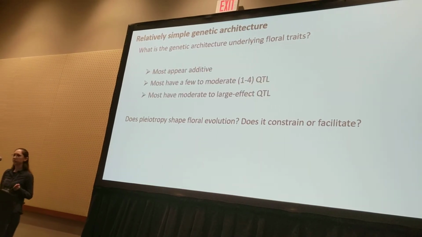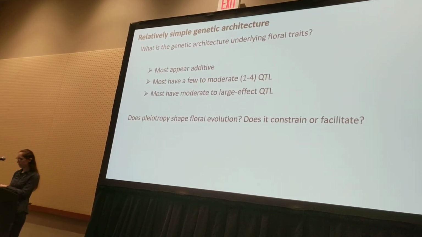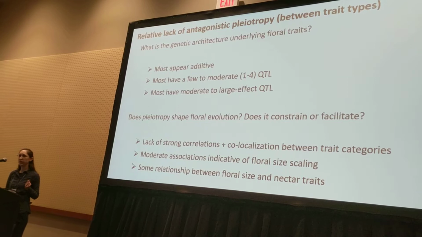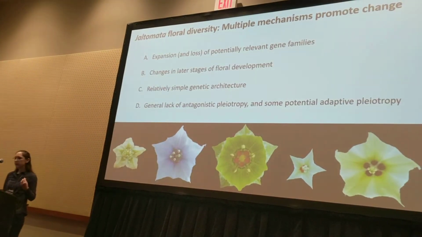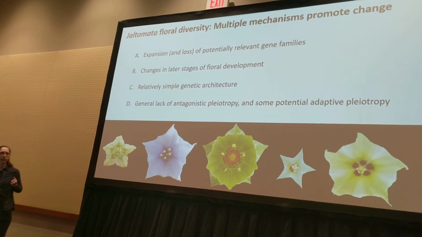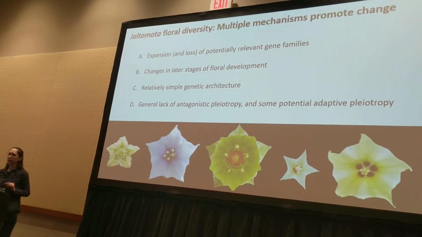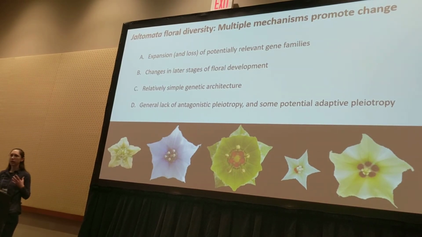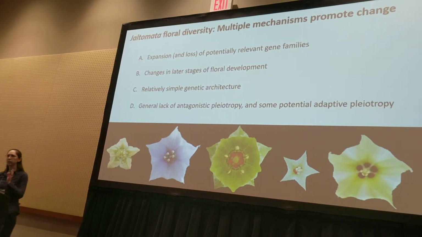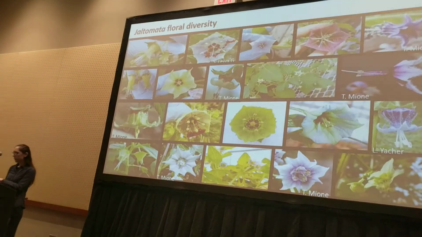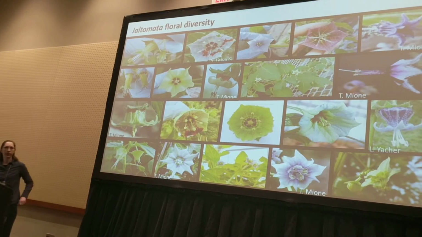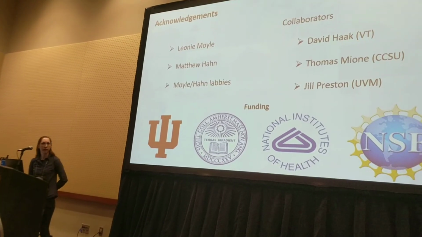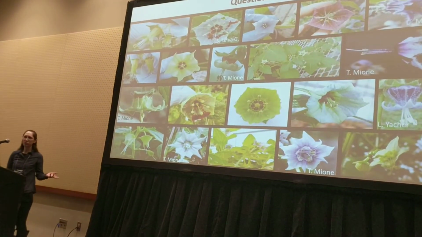I generally found a relatively simple genetic architecture for many of our traits, a general lack of antagonistic pleiotropy, and potentially a case of adaptive pleiotropy. And so overall, we see potentially differential growth of gene families, changes in later stages of floral development, relatively simple genetic architecture, and general lack of antagonistic pleiotropy with some potential adaptive pleiotropy that may all have contributed to the extensive variation that we see in the genus today. With that, I'd like to thank my advisors and collaborators in funding, and I'll take questions.